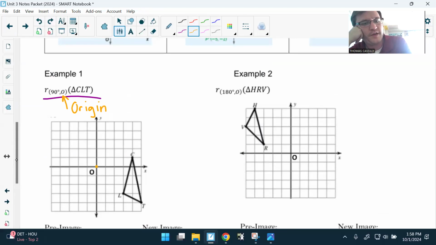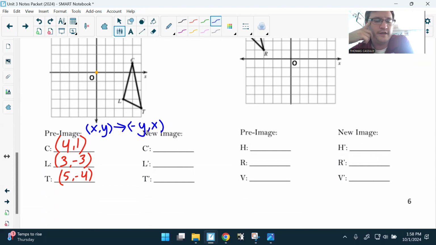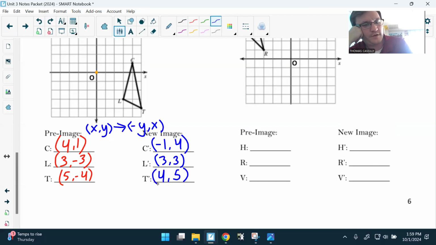Since it is a 90-degree angle, the rule for this is (x, y) turns into (-y, x). I'm just going to fill all of that in. The first one was 4, 1. Now it's -1, 4. The second one is positive 3, 3, so that negative, negative cancel out. That's why it's a positive 3. And then we have a positive 4 and a 5. And there we have it.